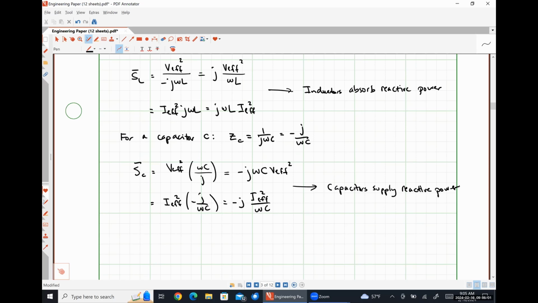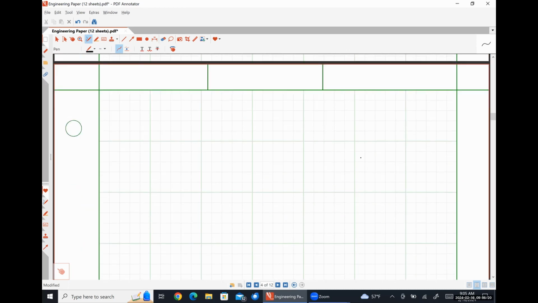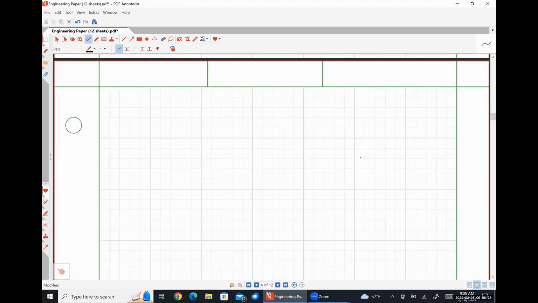All right, so let's work an example of these relationships into use. And then after we do that, we'll talk about power factor. So let's say that I have the following circuit.